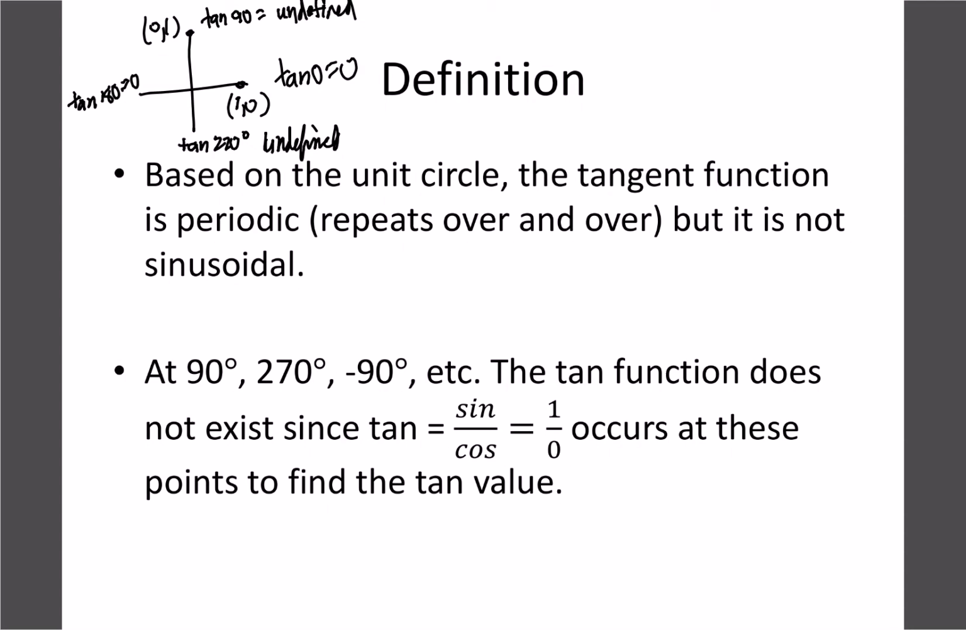So these are a little bit weird, but we see that they do repeat. We know that at 45, our tangent is 1. At the next quadrant, we'd get negative 1. Next quadrant, we get positive 1 again. Next quadrant, negative 1, and so on.